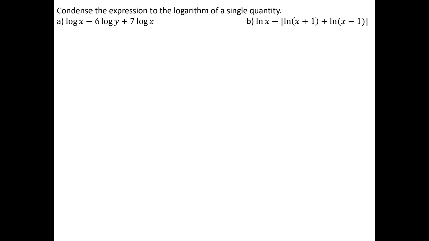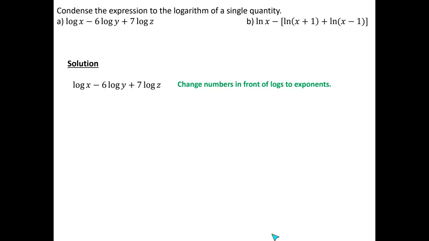Okay, let's try these. Here we have 3 logs, but I don't have any parentheses or anything. If you don't see any parentheses, we can start from the left side. But first, make sure that the numbers in front are going to be 1. And if it's not a 1, you want to take it to become an exponent first. So first, let's make those exponents. So we get log x minus log y to the 6th power plus log z to the 7th power.